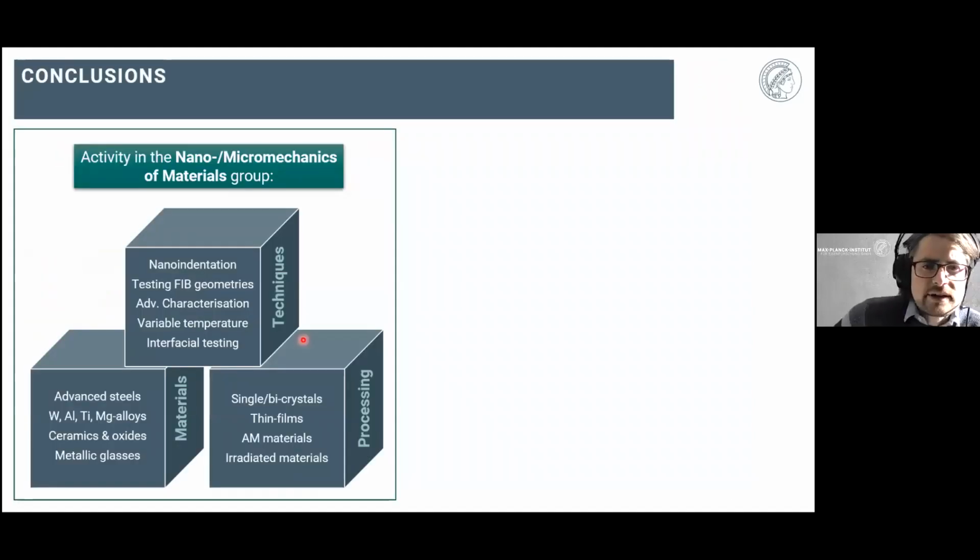So to just end, as I leave this slide up here, a synopsis of the group. We're really focused on techniques, so developing FIB-based techniques, in situ instrumented nanoindentation-based techniques, so that we can probe materials on very small length scales. And we connect this to materials and also processing technologies. So materials might be things like advanced alloys or steels, ceramics, as Hari said as well. And then we also link this, of course, to advanced processing methods like additive manufacturing or thin film deposition.